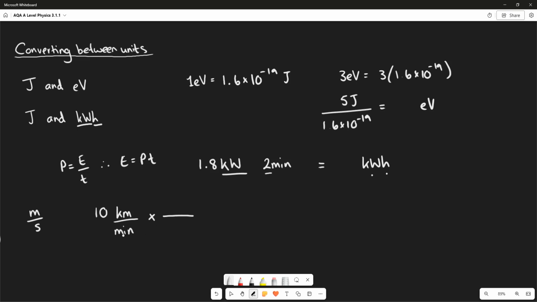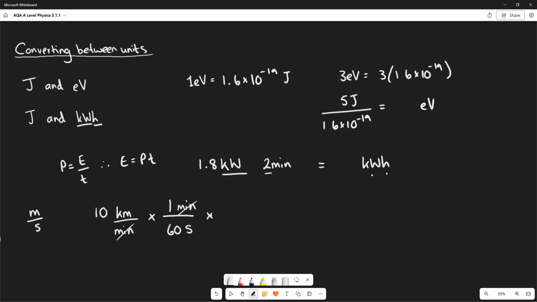So I want to get rid of minutes and I want to replace it with seconds. And I want the seconds to be on the bottom. So I want seconds on the bottom and minutes on the top so that they cancel, and I'm left with seconds. So what I can do is put this fraction: 1 minute divided by, how many seconds are in 1 minute? 60 seconds. So this fraction here is essentially like multiplying by 1 because the value on the top is equal to the value on the bottom. So the whole fraction is equal to 1. So that gets rid of the minutes for me and introduces the seconds.